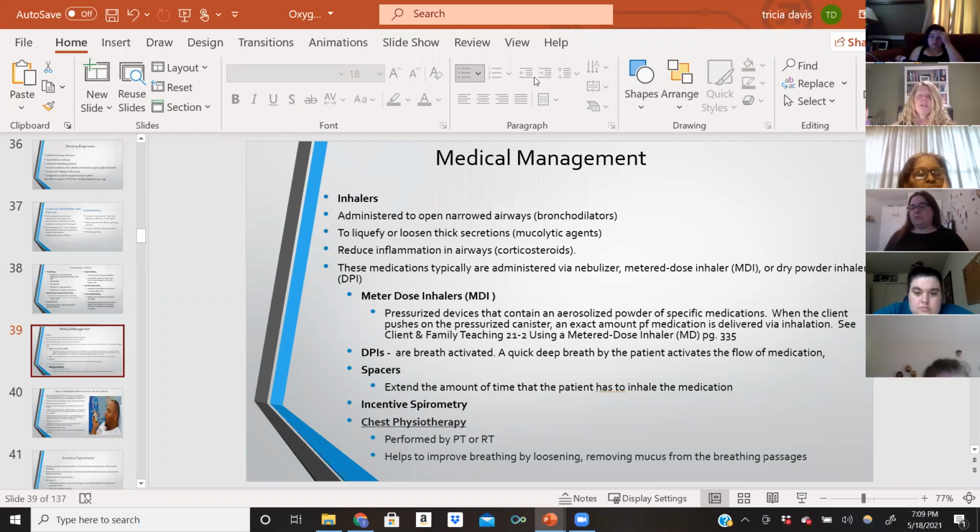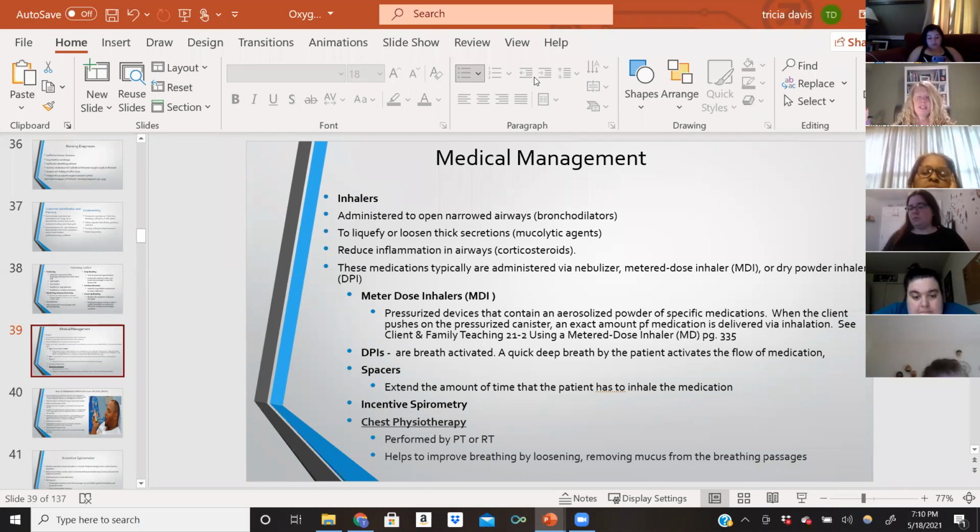These medications are typically administered via a nebulizer. So we're talking about some of your inhalers, some of those bronchodilators, we can put them in a nebulizer. We can put them in metered dose inhalers, so MDIs, or we can use a dry powder inhaler. So you have a DPI, an MDI, and then your nebulizer.